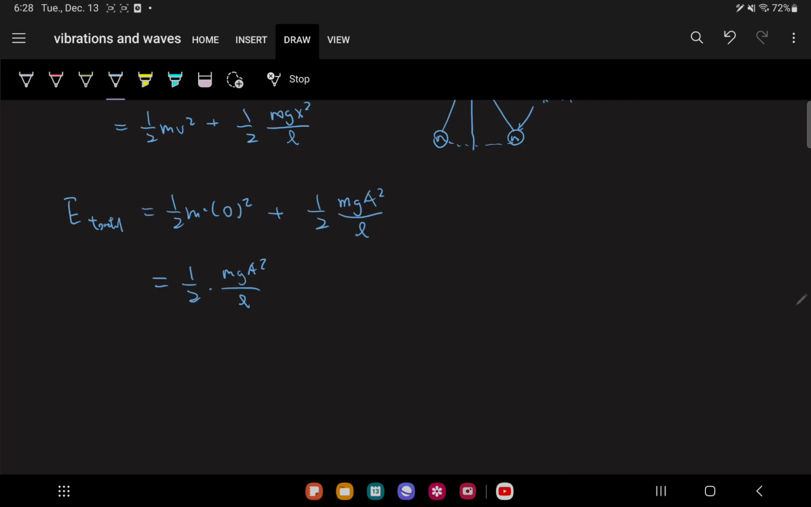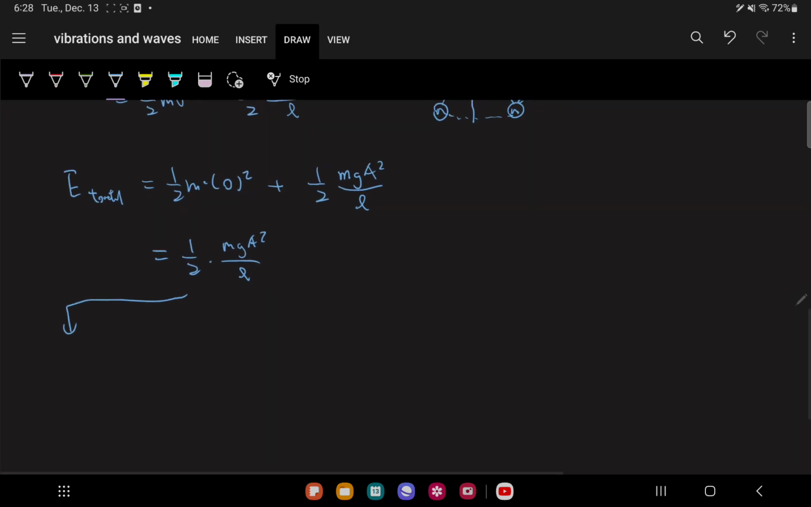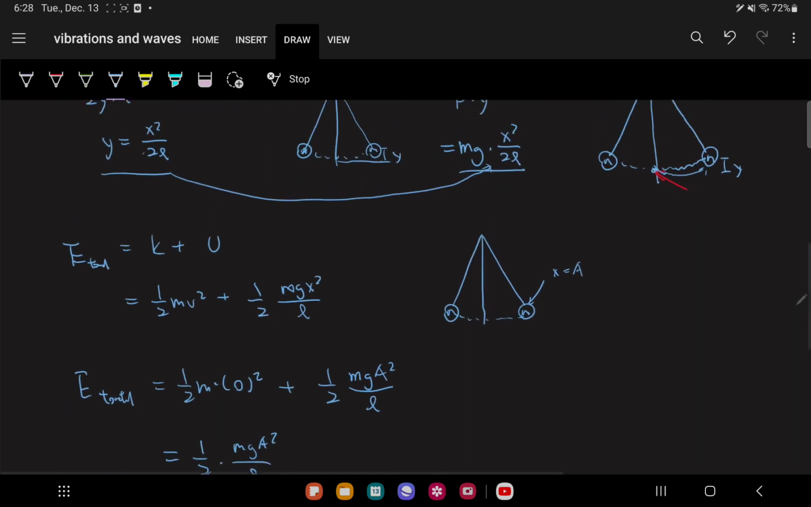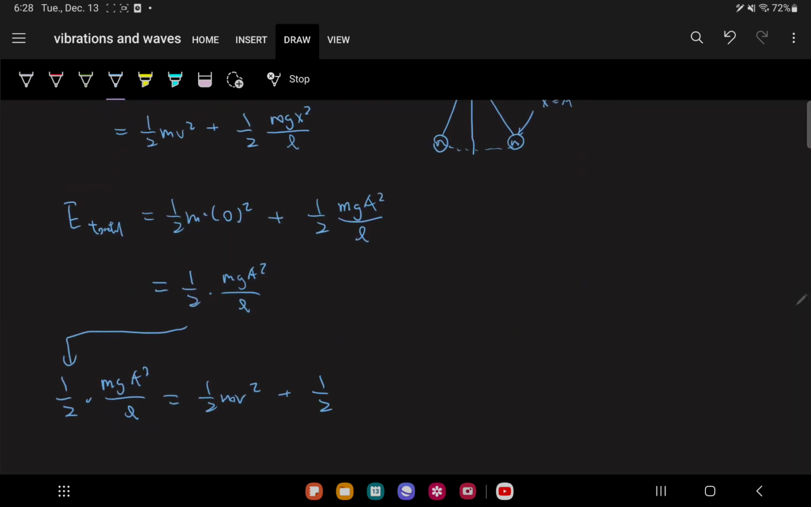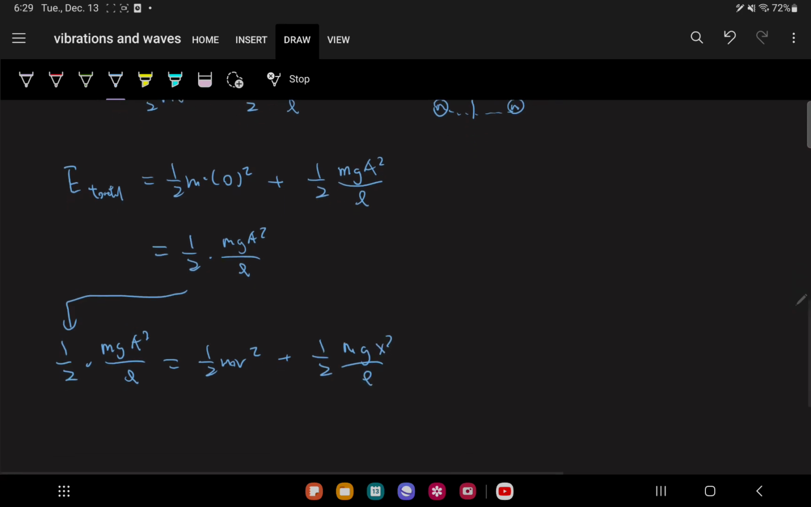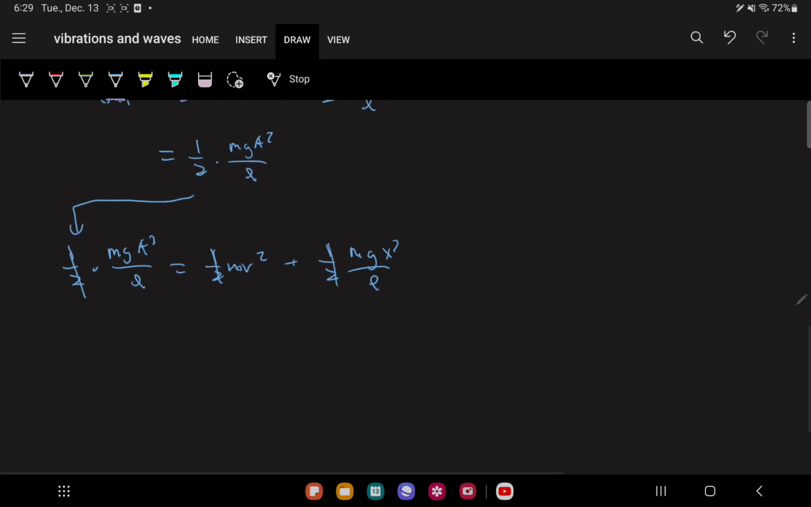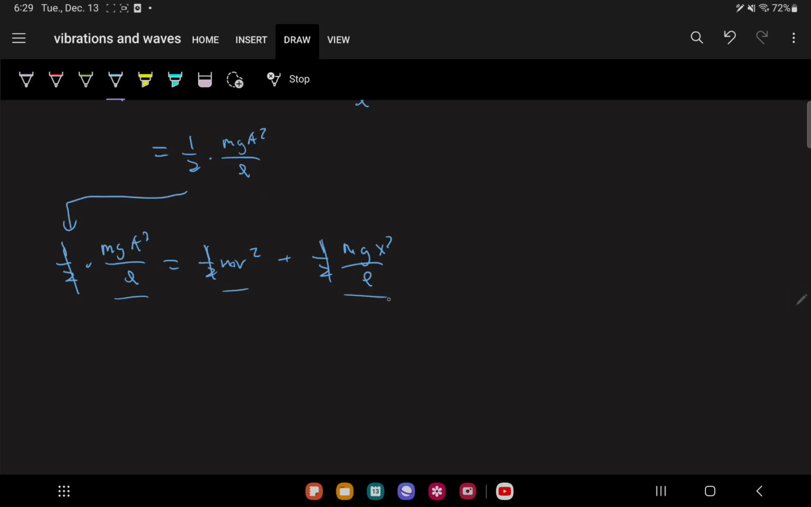So the next step is we know that this is the total energy. So let's write it out. The total energy is 1 over 2 times mg A squared, where A is the maximum amplitude where you started, divided by length, is equal to 1 over 2 mv squared plus 1 over 2 mg x squared divided by length, right? So now, for the sake of convenience, I'm going to cancel out the 1 over 2s. They all have 1 over 2, so we can cancel all of them out by dividing them. So now we're left with this, and this.